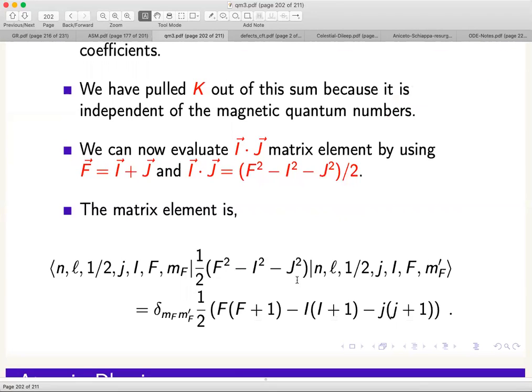This expression would be non-zero only when MF is equal to MF prime, simply because F squared, I squared, and J squared are diagonal. They have eigenvalues with respect to this state, and the orthogonality of these states tells you that unless MF is equal to MF prime, this matrix element is just going to vanish. But when the matrix element does not vanish, namely when MF is equal to MF prime, the value of this matrix element is half times F into F plus 1 minus I into I plus 1 minus J into J plus 1. Okay, is that fine?